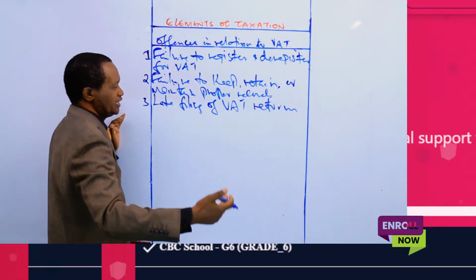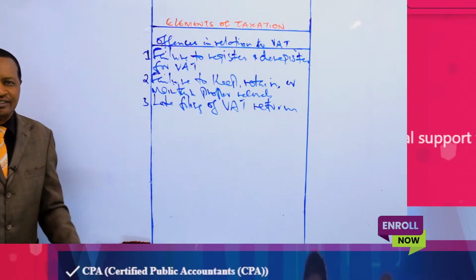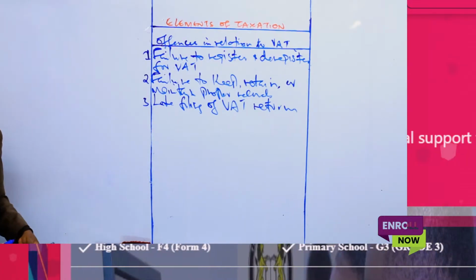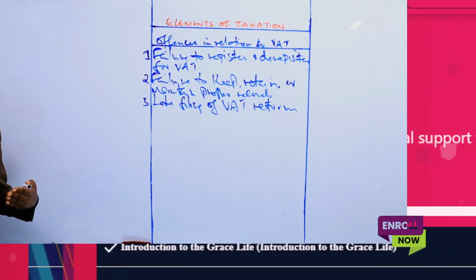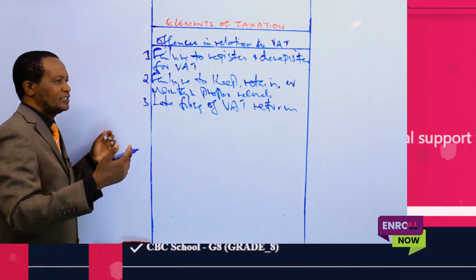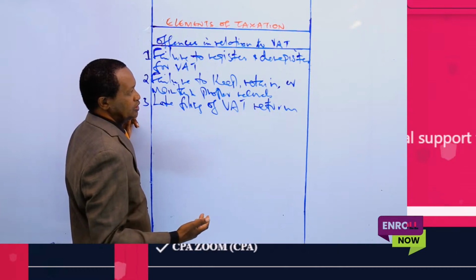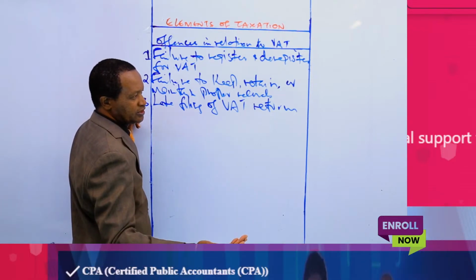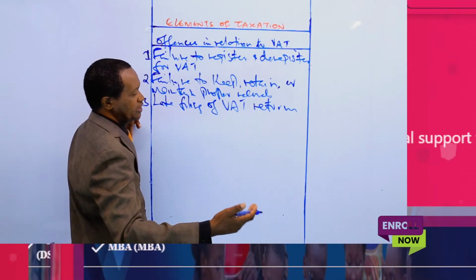So late filing, if you are to file these returns after 20th of the following month, then that constitutes an offense, and there is a penalty for that. The penalty is whichever is higher, 5% of the tax due, or 10,000 Kenya shillings. If 5% of the amount due is more than 10,000 shillings, then you pay that amount, which is in excess of 10,000 shillings.